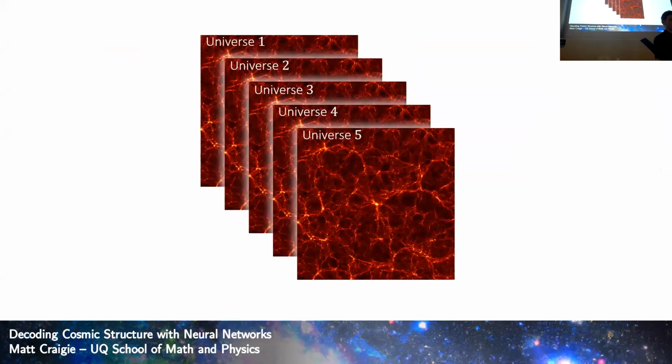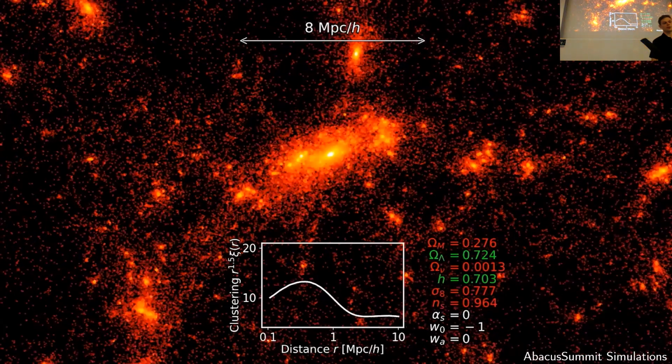But we can actually go a step further. If we take a simulation for a whole bunch of different models of the universe, if we play with the parameters, we can get a set of simulations, and then we can compare that to our own universe to work out what seems closest. So this is from the Abacus Summit simulations.